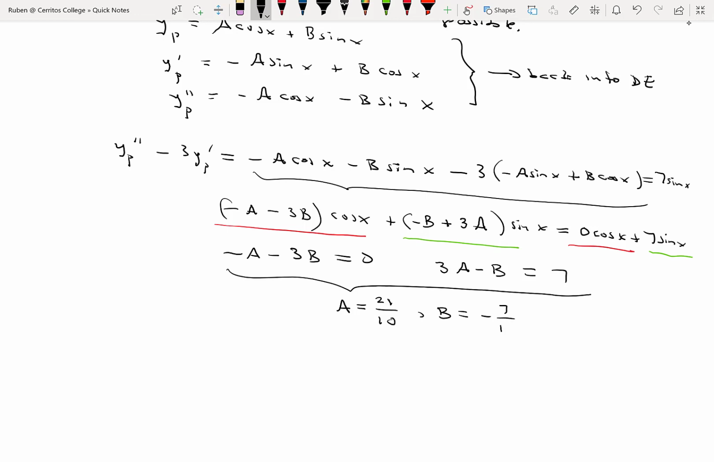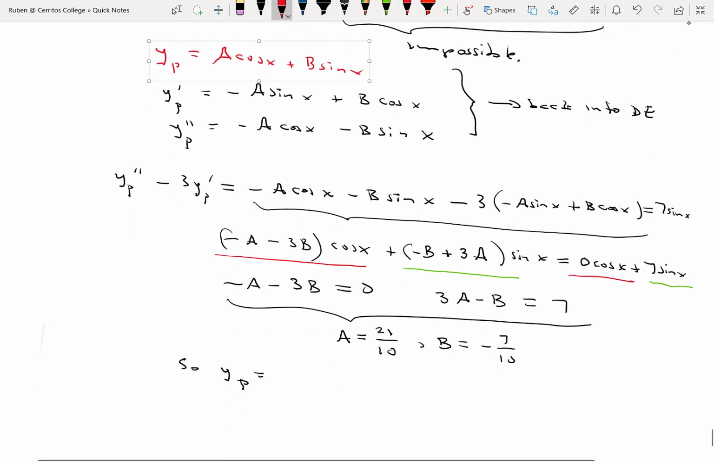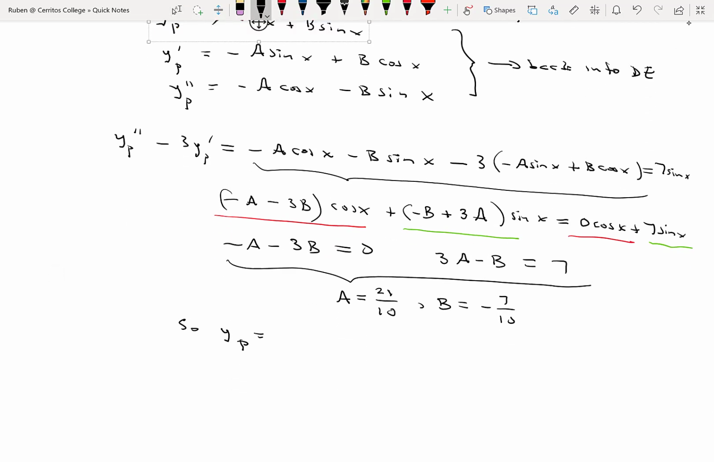A equals 21 over 10, B equals negative 7 tenths. You don't need to use any fancy techniques, just maybe substitution. So our particular solution takes on the form, remember what our solution was, A cosine plus B sine of x. So our particular solution looks like 21 over 10 cosine x, plus, so minus 7 tenths sine x.